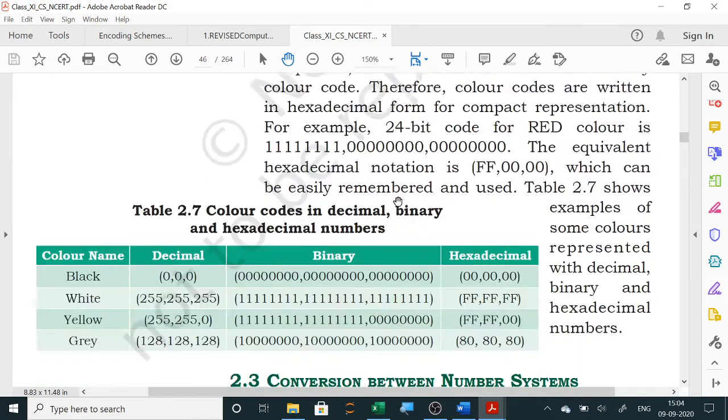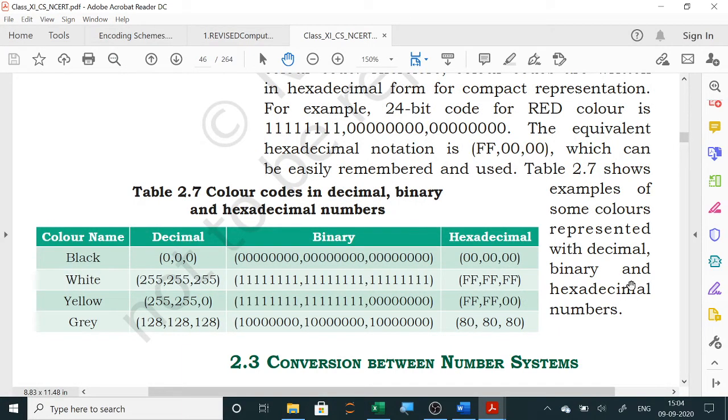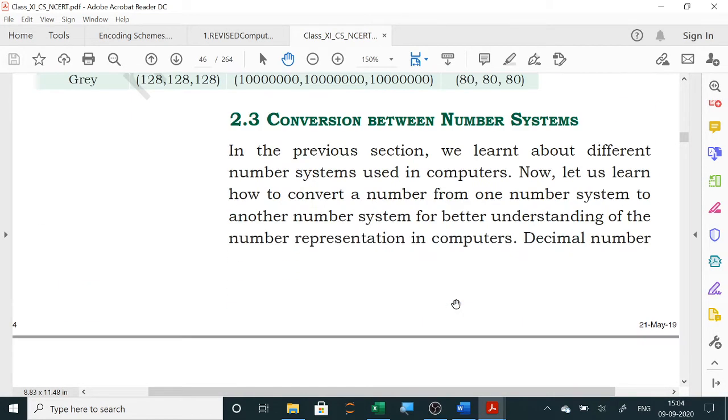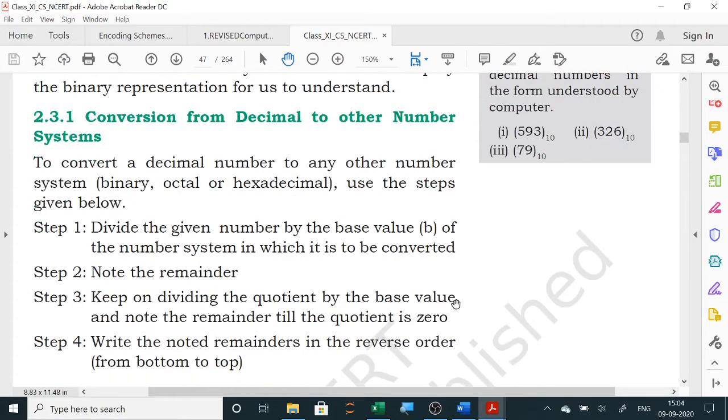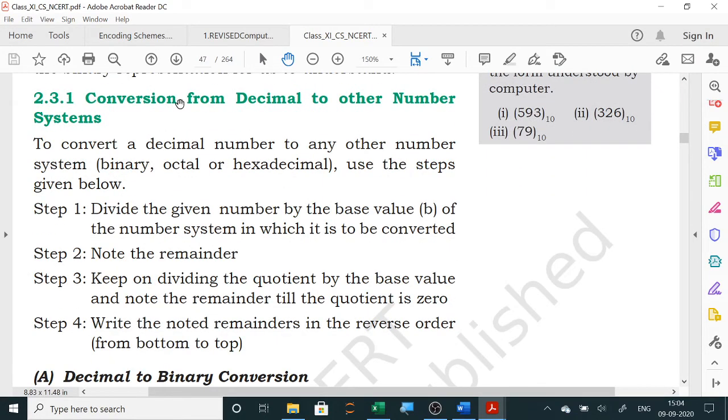Sometimes for colors also we are using the hexadecimal equivalents. So all the color representation is given here. Now, conversion from one system to another. Here, the conversion from decimal to other number systems.